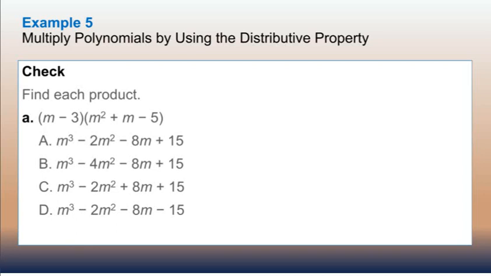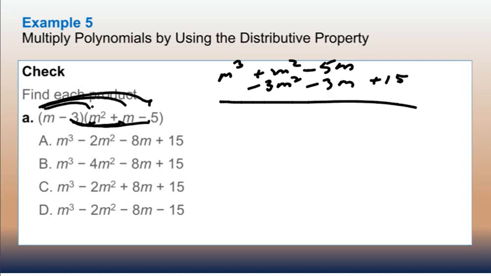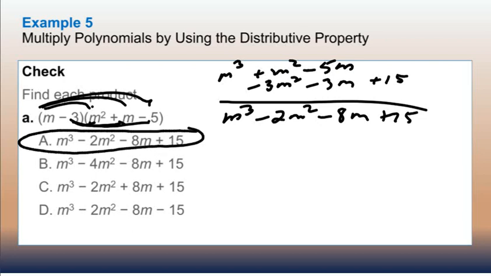Another example 5, find each product. This is a multiple choice, so if I distribute, that's m to the 3rd plus m squared minus 5m. Then we have negative 3m squared, negative 3m, and positive 15. So we have m cubed minus 2m squared minus 8m plus 15. Which choice does that match out of our choices? That would give us this one right here, letter A.